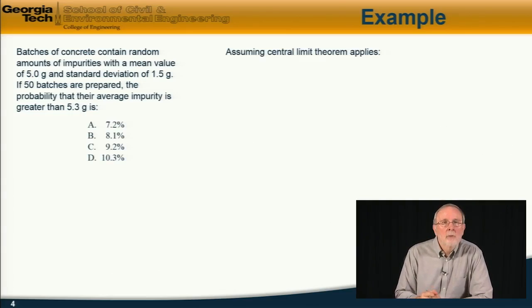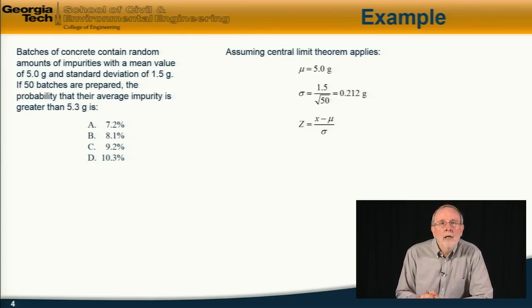So in this case, we'll assume that the central limit theorem applies to the subsamples, and therefore their average value is also going to be 5.0 grams. Their standard deviation, though, is equal to the standard deviation of the population, 1.5, divided by the square root of the number of samples or batches, square root of 50, which is equal to 0.212 grams.